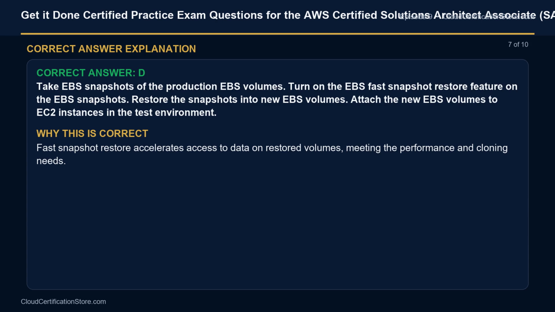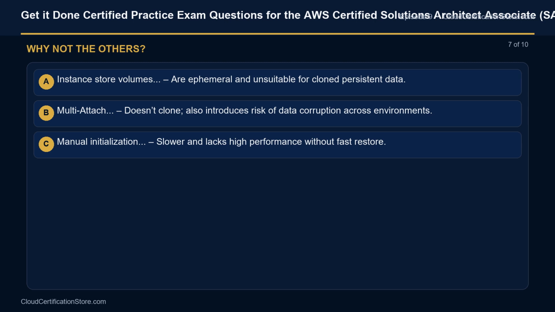Explanation: Fast Snapshot Restore accelerates access to data on restored volumes, meeting the performance and cloning needs. Why not option A? Instance store volumes are ephemeral and unsuitable for cloned persistent data. Why not option B? Multi-Attach doesn't clone, and also introduces risk of data corruption across environments. Why not option C? Manual initialization is slower and lacks high performance without fast restore.